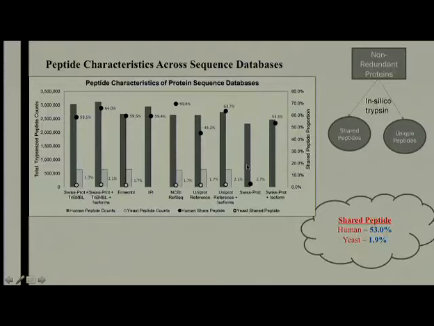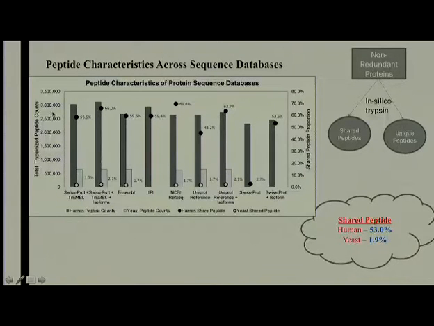And we've also looked at the shared peptide proportions. The black circles that you see here are the shared peptide proportions in the human sequence databases, and the white circles are those in the yeast sequence databases. The obvious difference is that, on average, the shared peptide proportion in human sequence databases is about 53% compared to only about 2% in the yeast sequence databases. It tells you about the genomic complexity that's present in the human sequences compared to the yeast sequences.